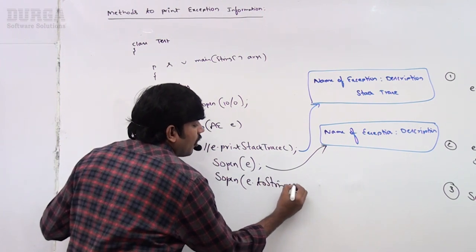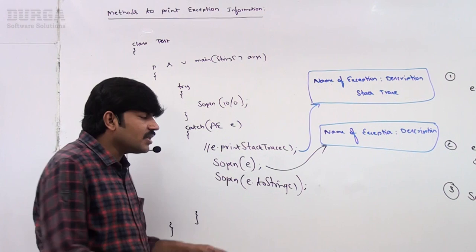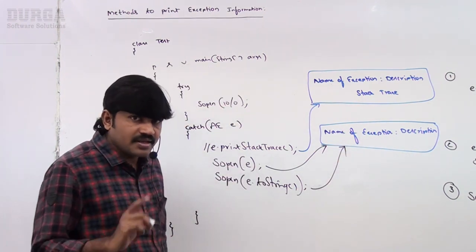Now, sir, instead of this one, if you want, you can call the toString method also explicitly. If I call e or e.toString, both are always the same. In this style, the output is going to come, sir. Clear for all of you, right?